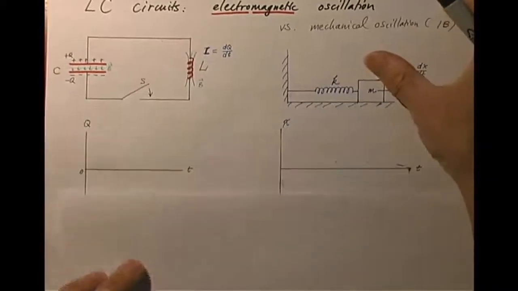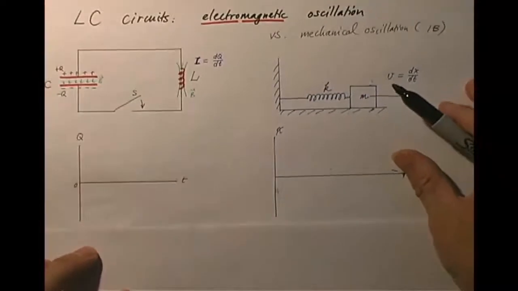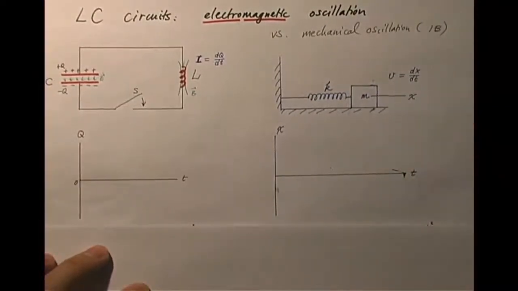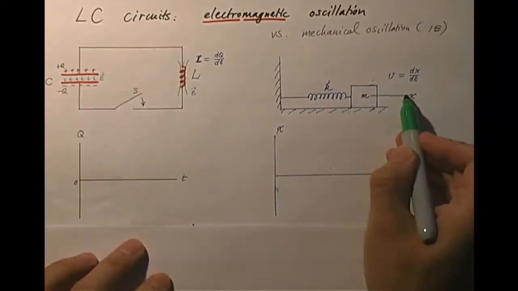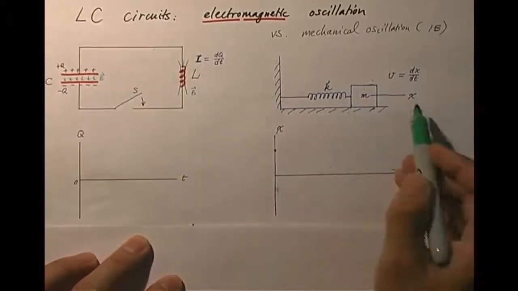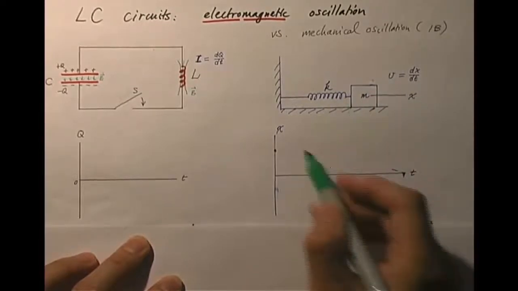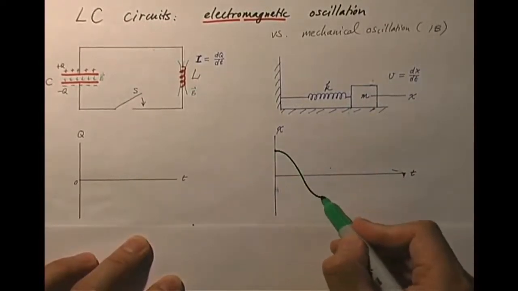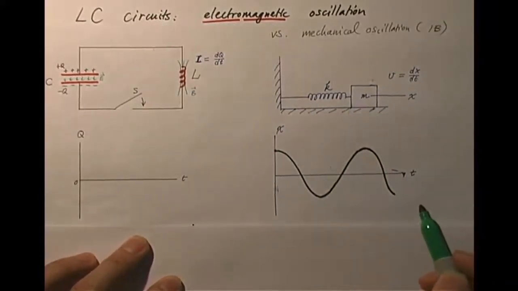Okay, now we can plot x as a function of time, and qualitatively we know what it looks like. Let's start by pulling the mass all the way to an extreme position and letting go of it. So x starts with the largest possible value and gradually goes down, passing through the origin, goes to a negative value, and then comes back again. So x goes as a function of time like that. It's a cosine function. We know that.